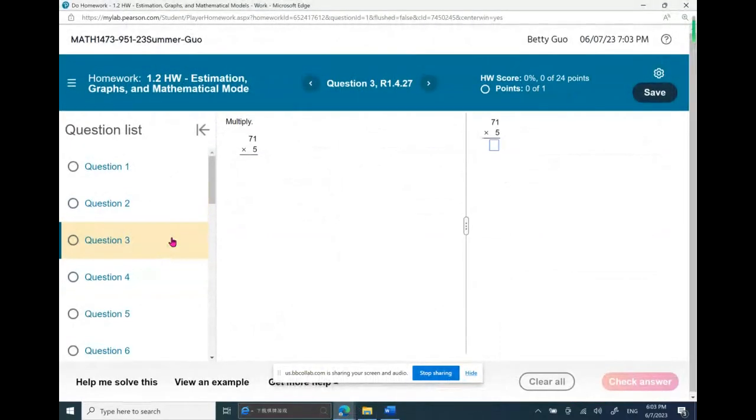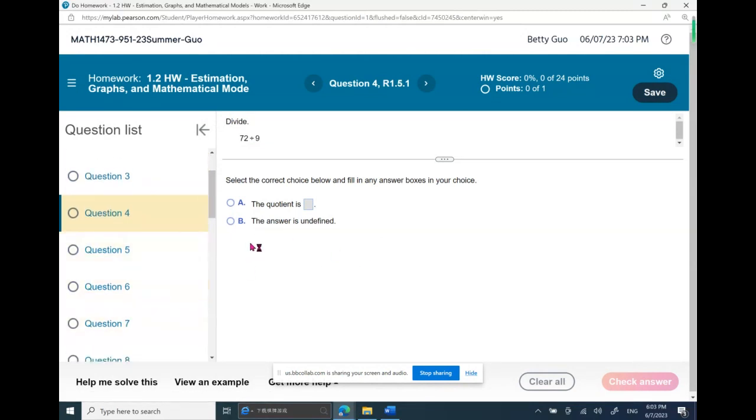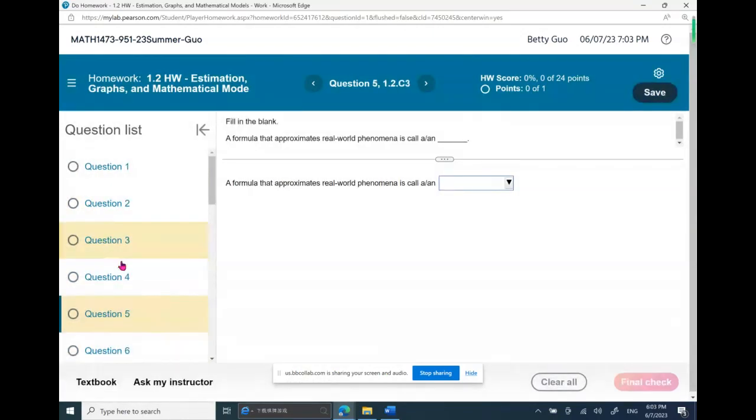Okay, so the first few questions are about addition, subtraction, multiplication. This is division. So I would let you complete those questions on your own, very basic. Number 5, let's look at number 5. A formula that approximates real-world phenomena is called a model.